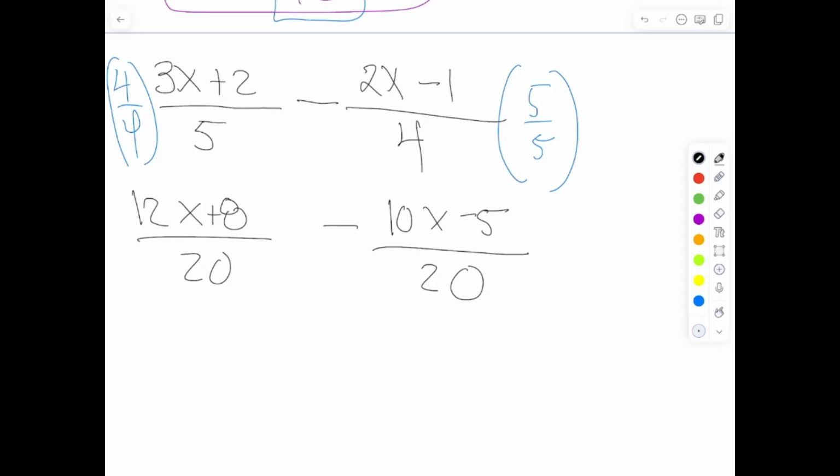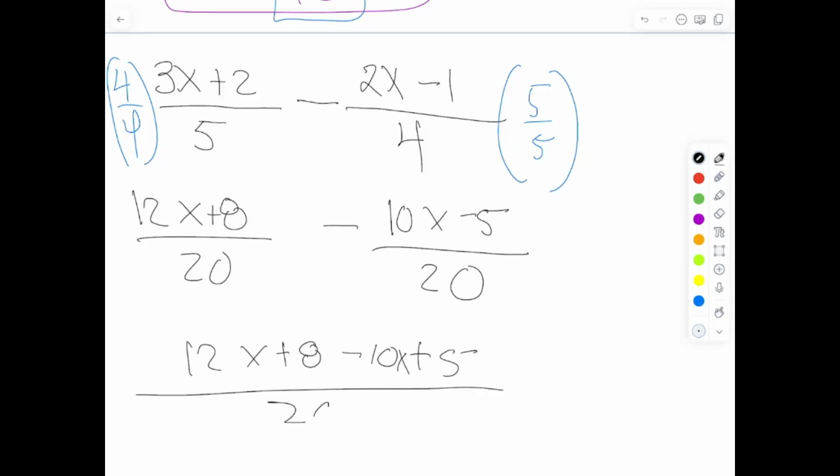Okay, who's gonna help Sophia? We got Sophia down. This is like the army. We don't let no soldier down. Elena, what's up? What are we gonna do? 2x plus 3 over 20. So we're gonna put 12x plus 8 minus 10x plus 5 over 20. Yes. Is that what you said?